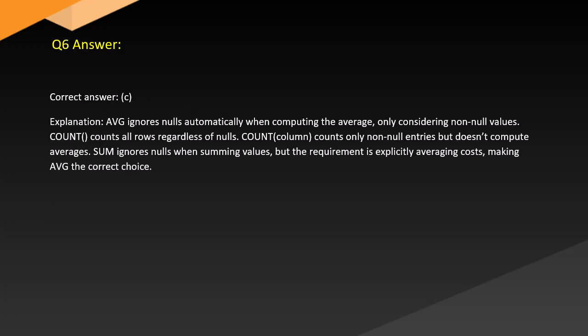Answer. Correct answer: C. Explanation. AVG ignores nulls automatically when computing the average, only considering non-null values. COUNT(*) counts all rows regardless of nulls. COUNT(column) counts only non-null entries but doesn't compute averages. SUM ignores nulls when summing values, but the requirement is explicitly averaging costs, making AVG the correct choice.